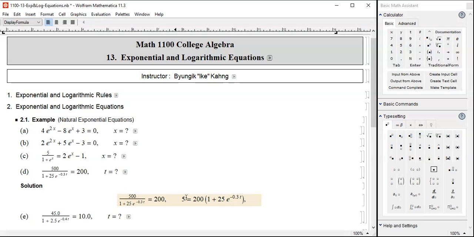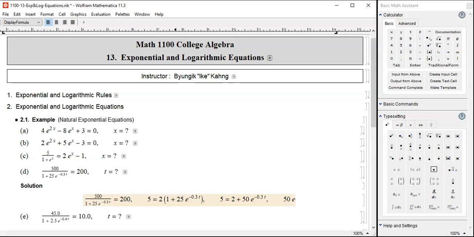Remove 2 zeros here and 2 zeros there. That's equivalent to dividing 100 from both left-hand side and right-hand side. So no problem there, it's just a routine simplification, and small numbers are easier to deal with than large numbers, so it's a step up. Now let's go to step 2, real step 2, break off the parentheses. 5 equals 2 plus 2 times 25, that's 50, exponential of negative 0.3t.